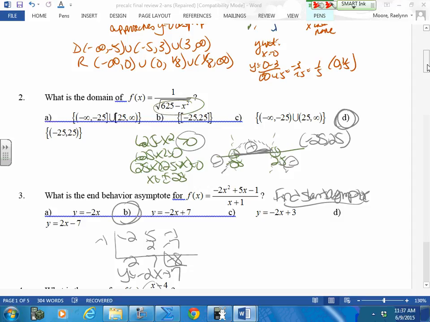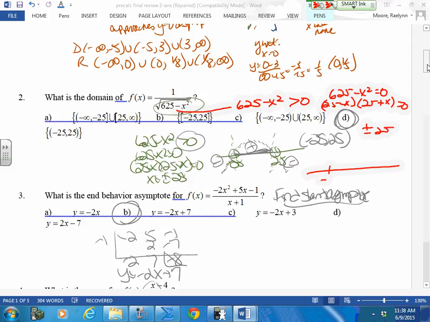Now, we talked about this the other day, your domain restrictions. This has a radical under a denominator. You have to take this and set this greater than 0. And because this is a quadratic, we have to find your roots. So we have to say, okay, set this equal to 0. So I get 25 minus x, 25 plus x. So my roots are at plus or minus 25.